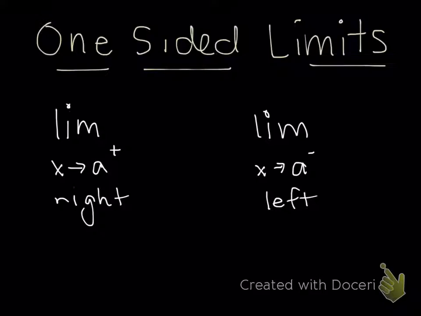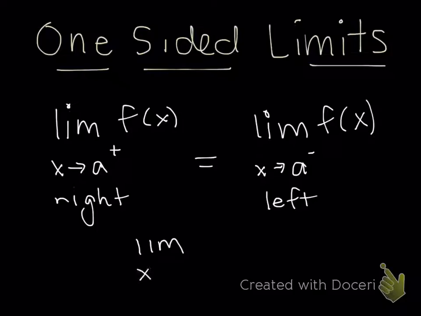The plus sign means you're approaching a from the right side, and the minus sign means you're approaching it from the left side. And in order for the limit to exist, as we talked about yesterday, these two things have to be the same in order for the overall limit to be approaching a number. So they have to be approaching the same thing on either side. Otherwise, the overall limit does not exist.